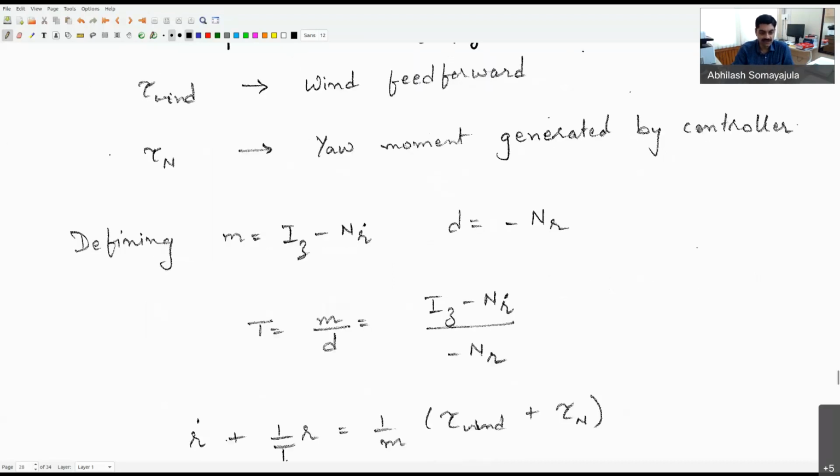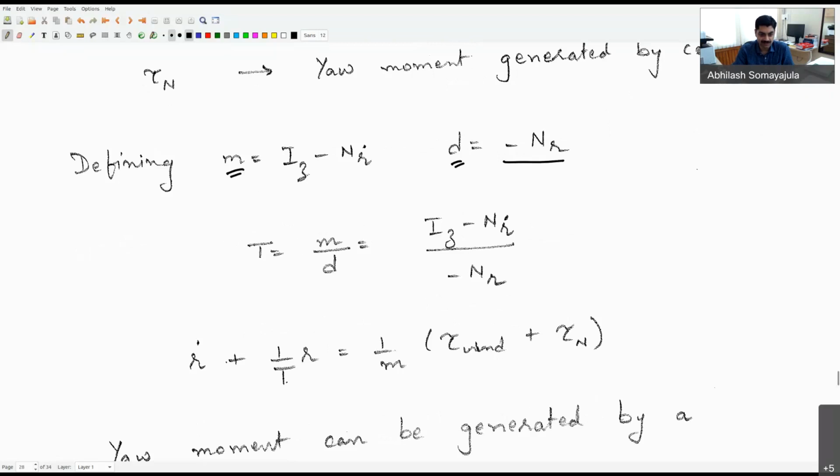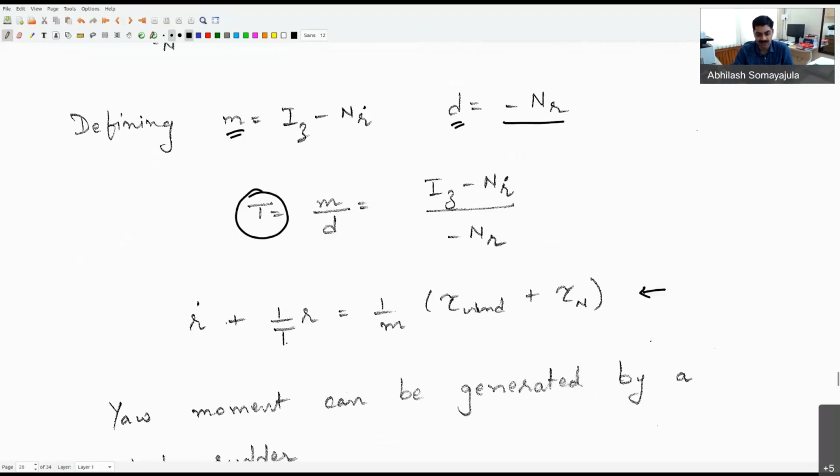So if I define Iz minus N_r-dot as m and minus N_r as d, representing mass and damping, we have seen before that we can specify the so-called time constant T as m by d. That results in writing this equation in a slightly different form in terms of m and T: r-dot plus 1 by T times r becomes 1 by m times (tau wind plus tau N).